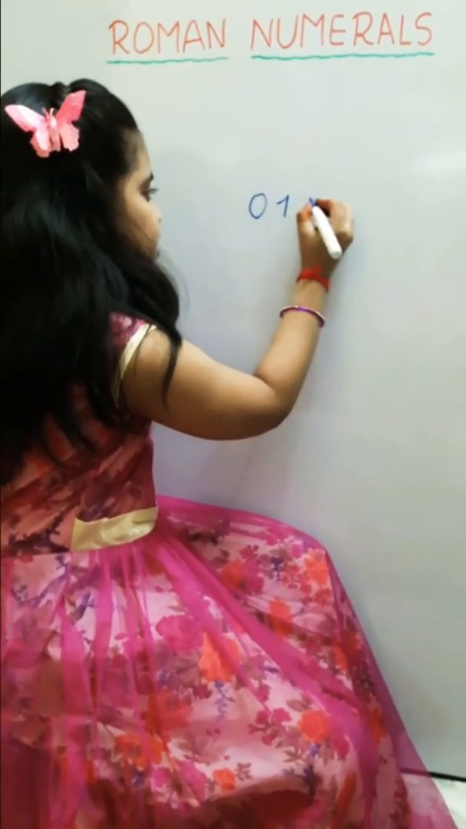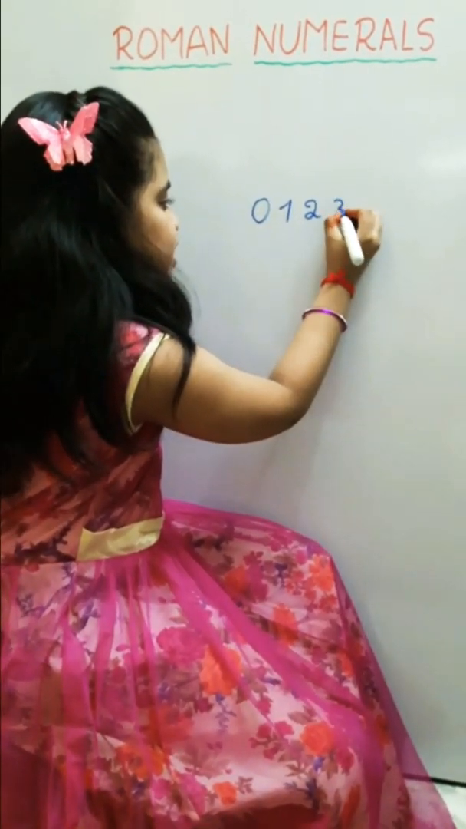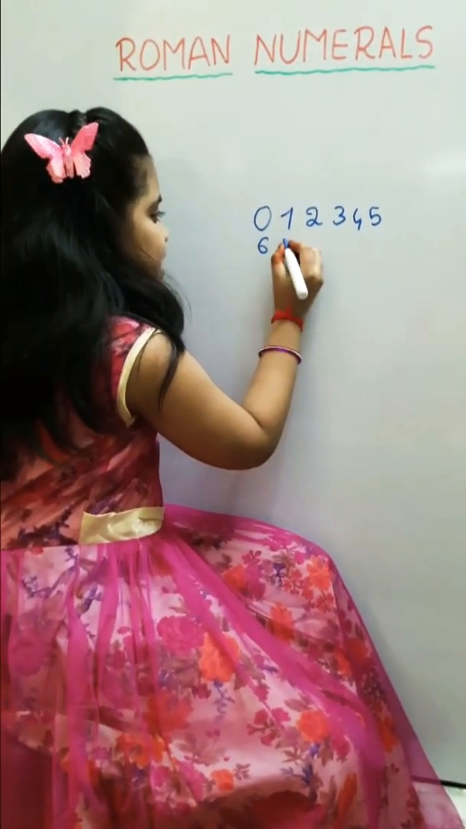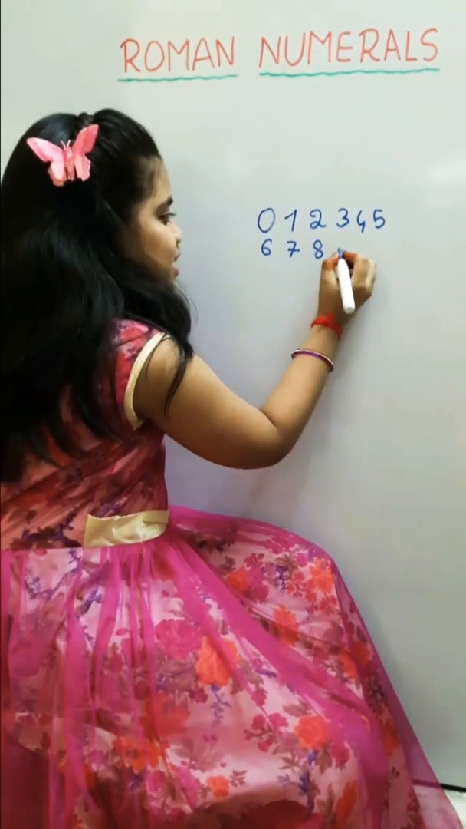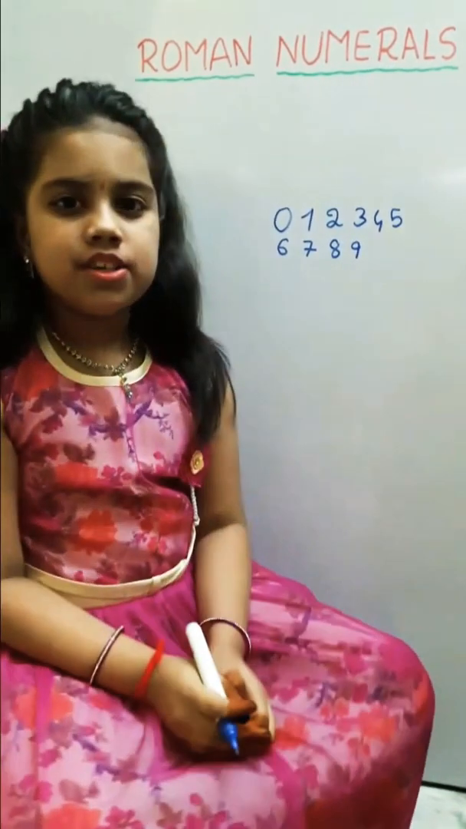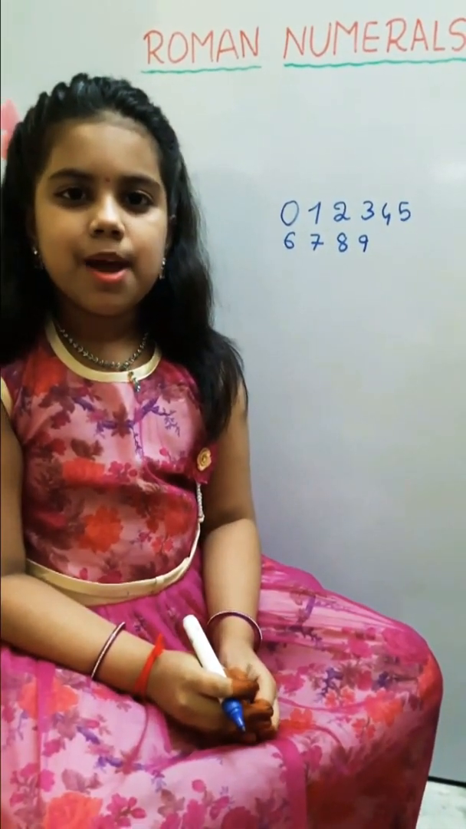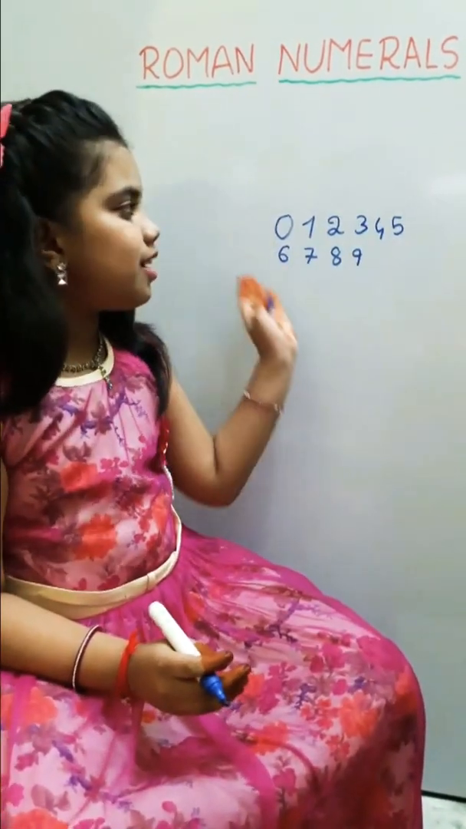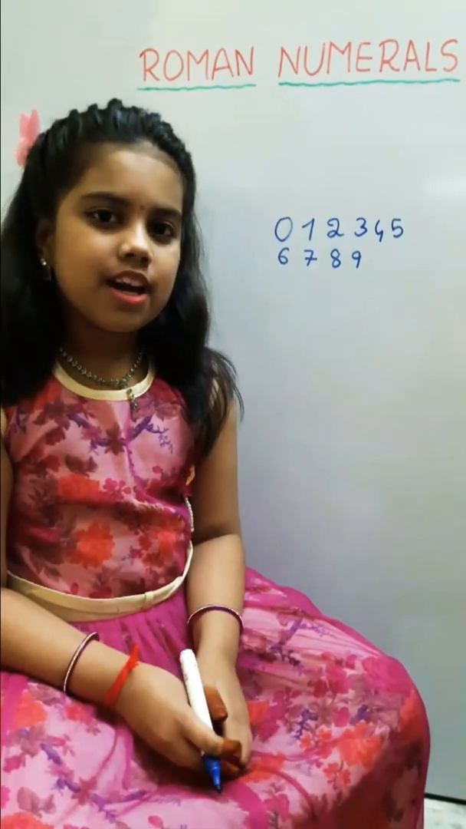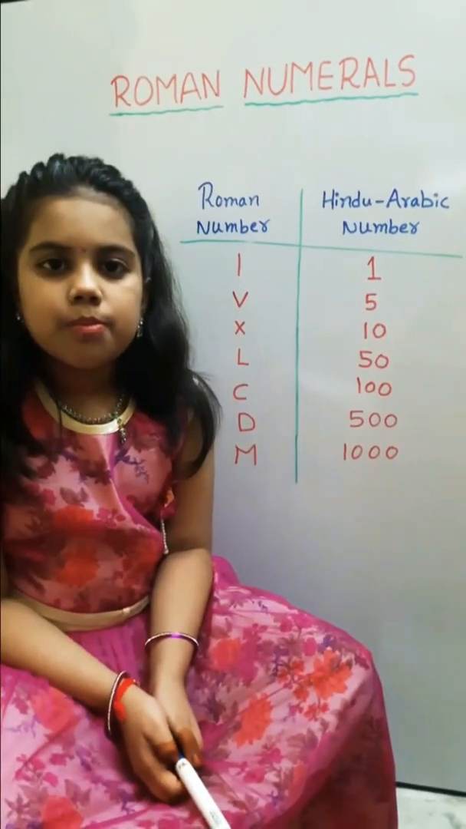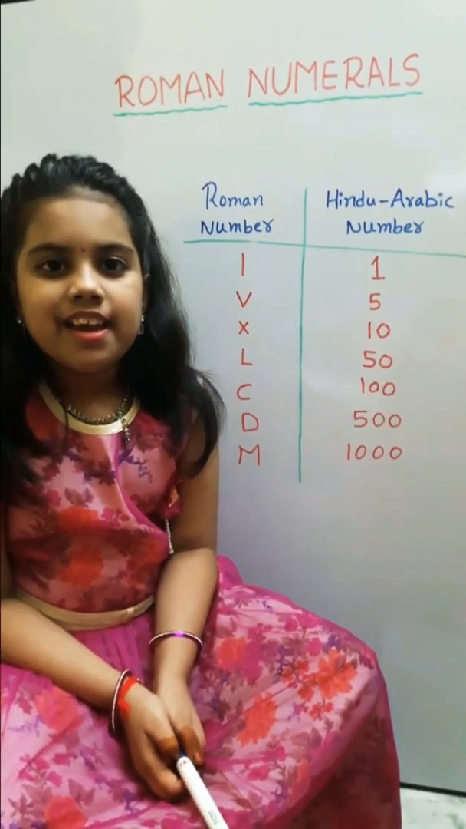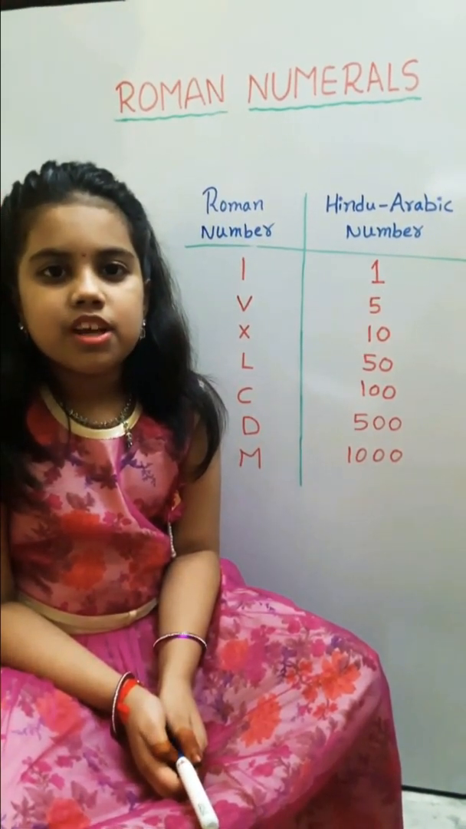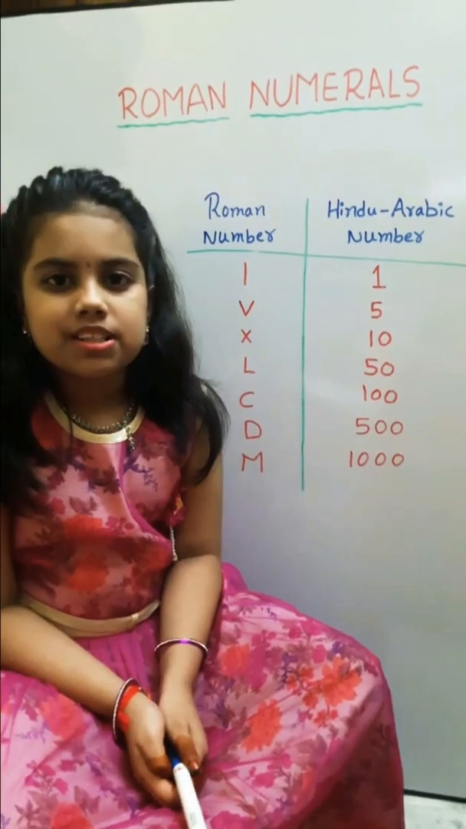0, 1, 2, 3, 4, 5, 6, 7, 8 and 9 were first used to represent numbers by the Hindus and then by the Arabs. These numerals are called Hindu-Arabic numerals. Roman numerals originated in ancient Rome. These numerals are written using a combination of 7 symbols.